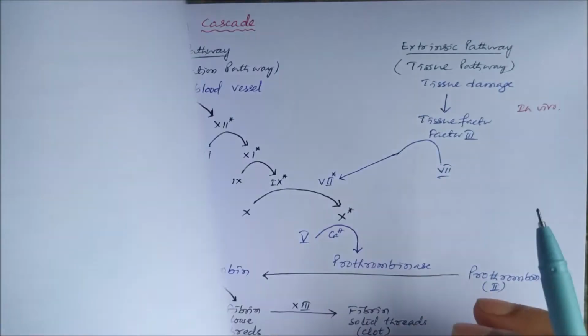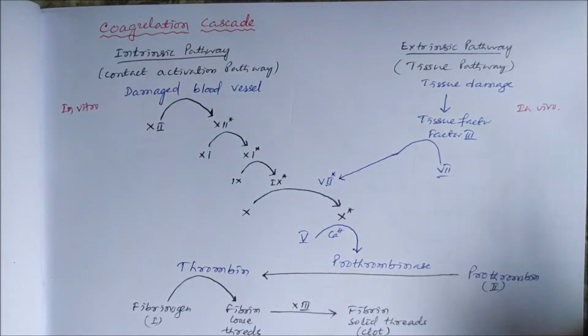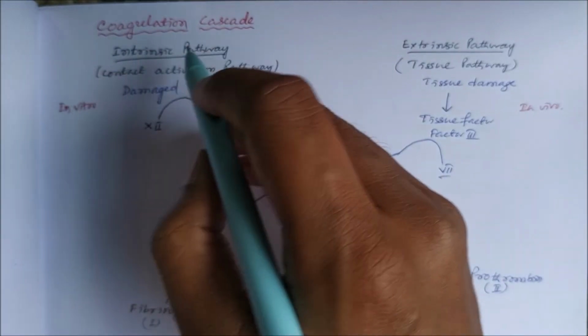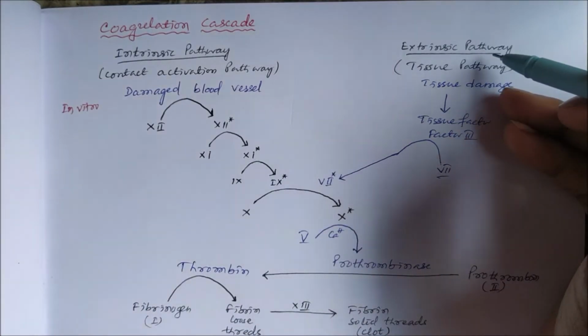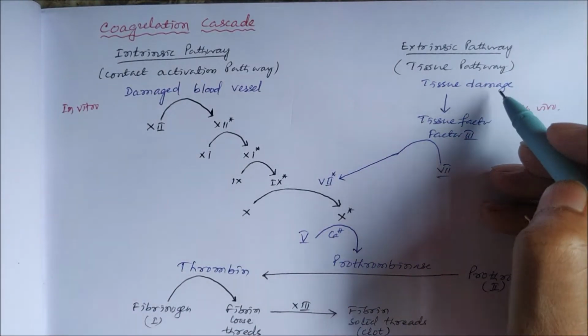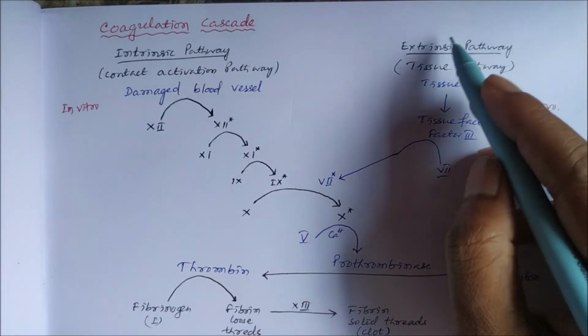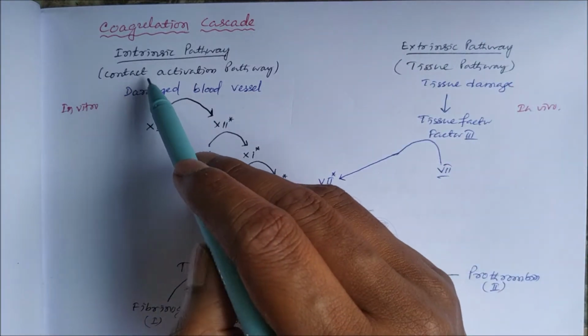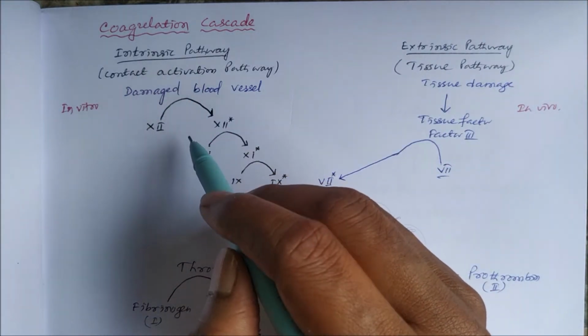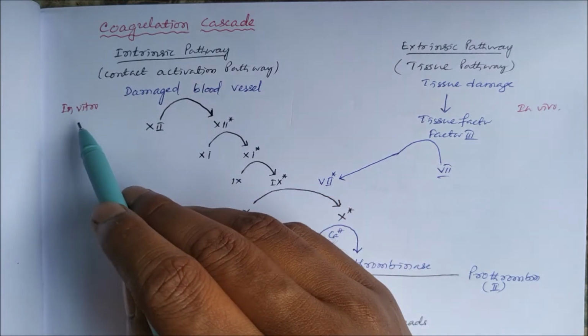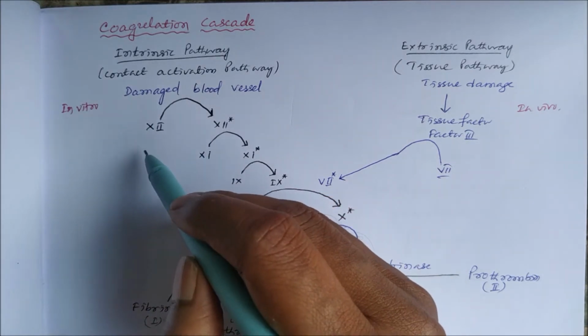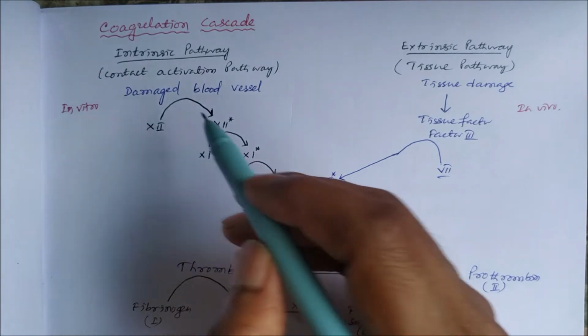And you can just again discuss this coagulation cascade. We have the extrinsic pathway and the intrinsic pathway. When there is tissue damage, the tissue factor is released. This is the extrinsic pathway. In the intrinsic pathway, when there is a damaged blood vessel, factor 12 or contact factor is activated. In vitro, it is also called glass factor, as in a glass tube this can also be activated.